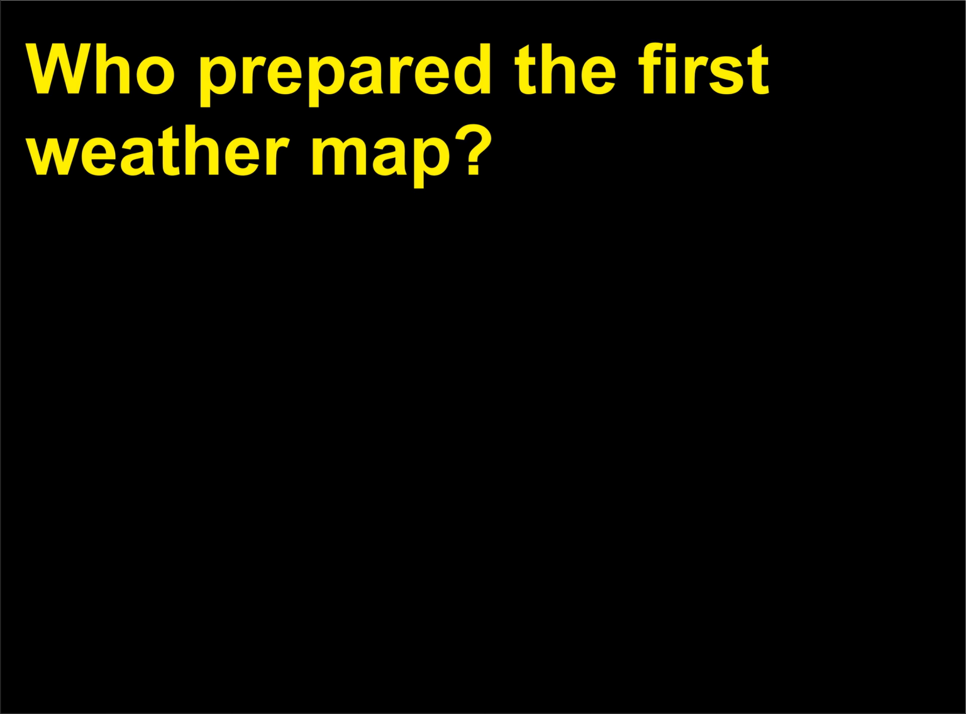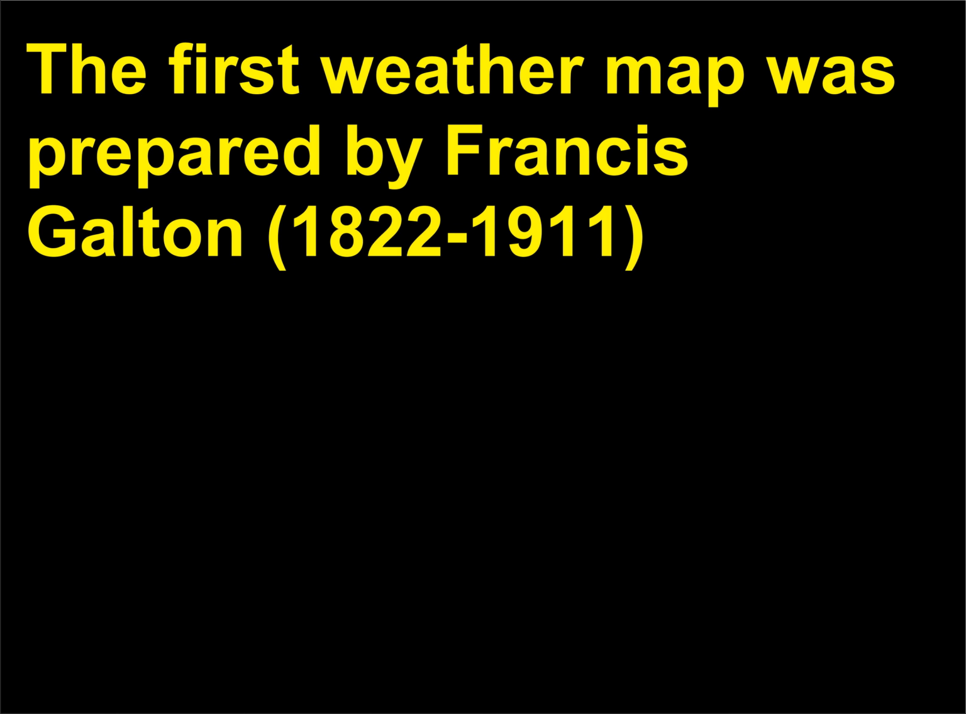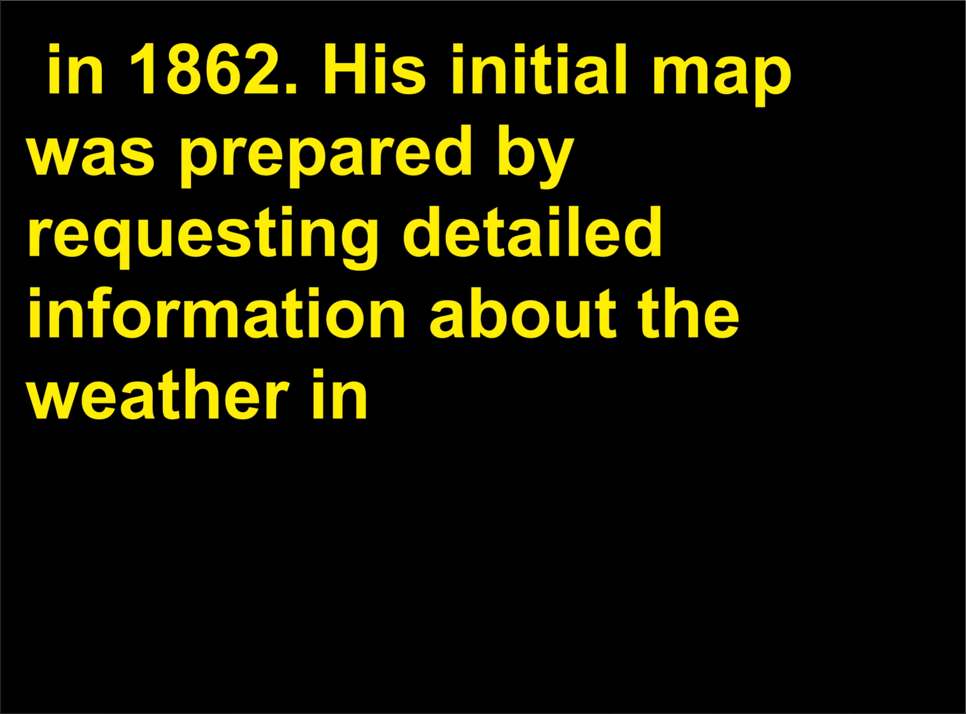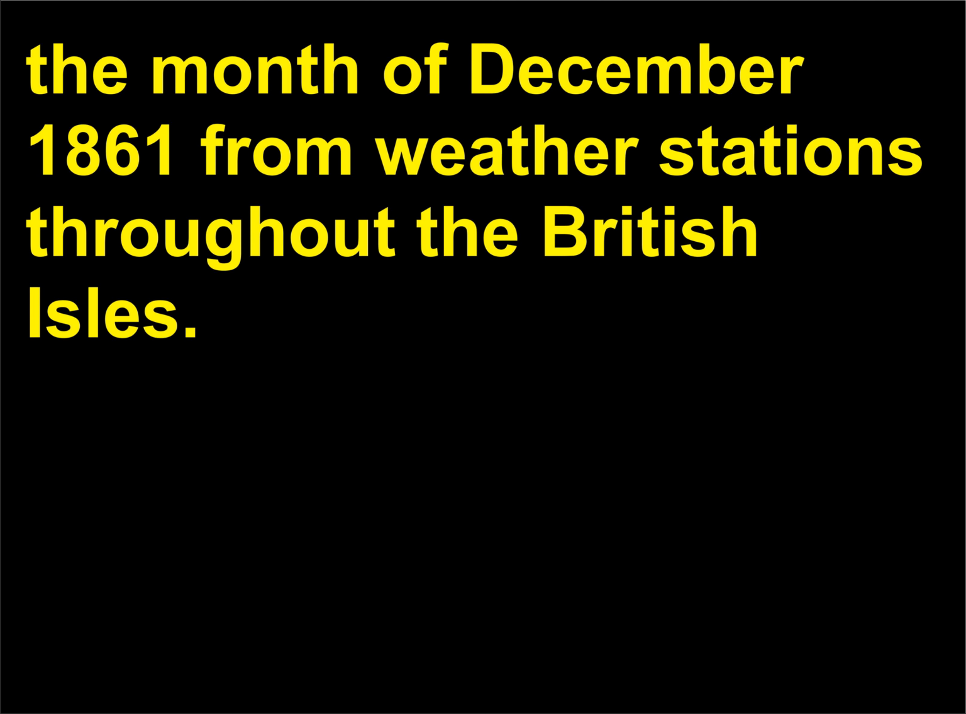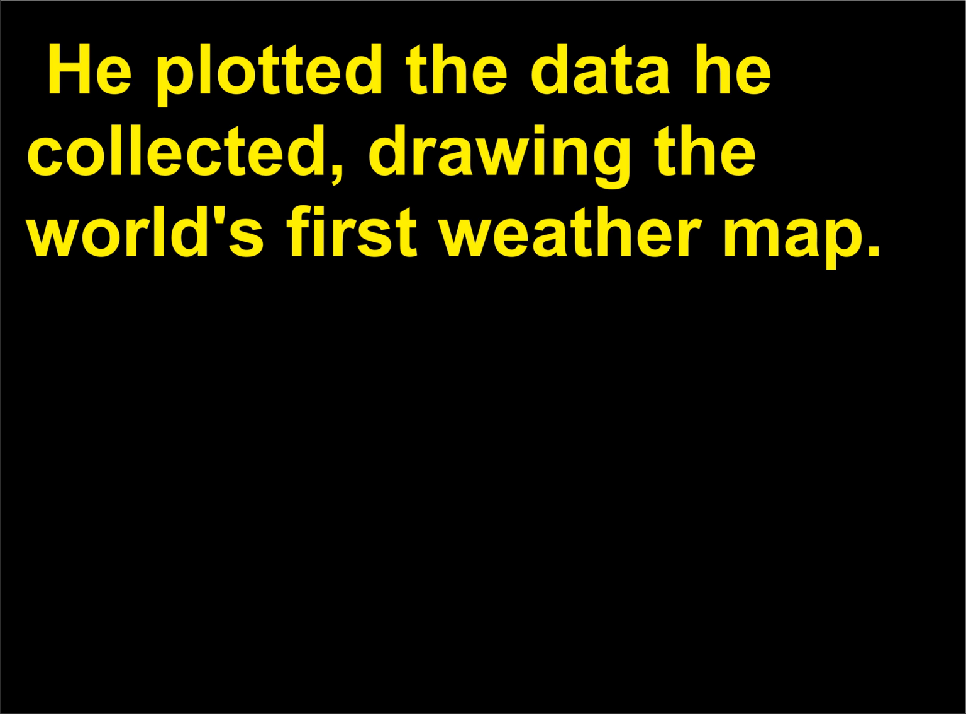Who prepared the first weather map? The first weather map was prepared by Francis Galton, 1822 to 1911. In 1862, his initial map was prepared by requesting detailed information about the weather in the month of December 1861 from weather stations throughout the British Isles. He plotted the data he collected, drawing the world's first weather map.